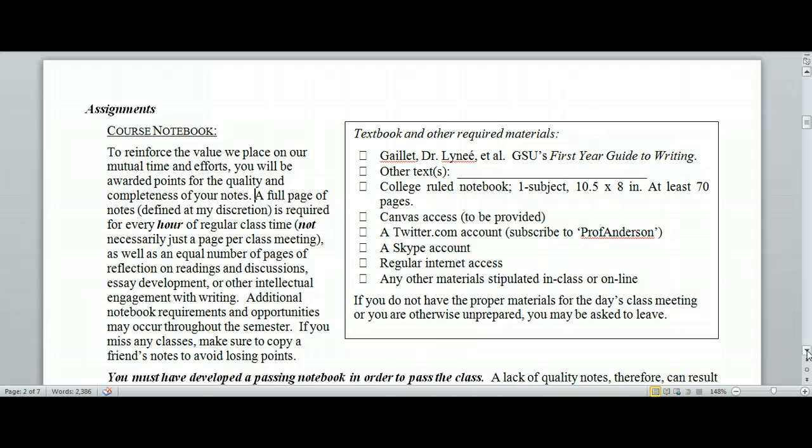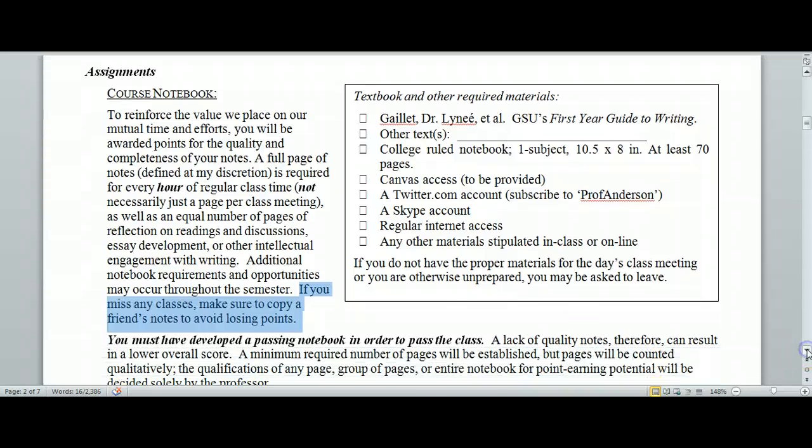Some other things having to do with notebooks. Additional notebook requirements and other opportunities may occur throughout the semester. I'm going to talk about that here in a moment. If you miss any classes, make sure to copy a friend's notes to avoid losing points. Please, please, please make sure that if you miss a day's worth of notes, that you get those notes back. First off, just for completion, because I honestly believe that the things that we do, the things that we talk about, the actual act of taking notes in a class can help you to learn that material better. Okay, so that's really important.